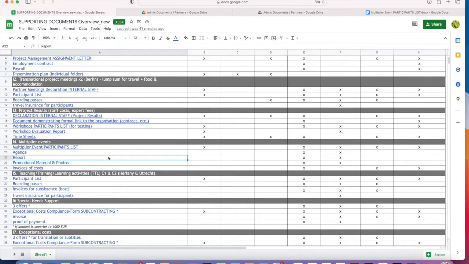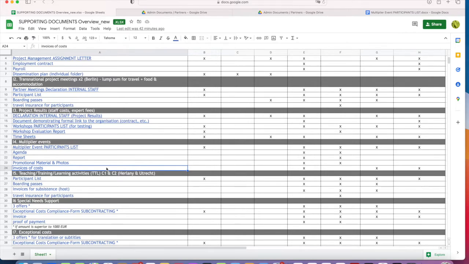So, a short report. The promotional material and photos are also useful for us to promote in terms of dissemination and promotion of the project. We then, or you as well, of course, promote this in social media and also on the website of the project. And since you also get funding per participant, as I mentioned, it is also important to hand in the invoices of the different costs you had for this event.